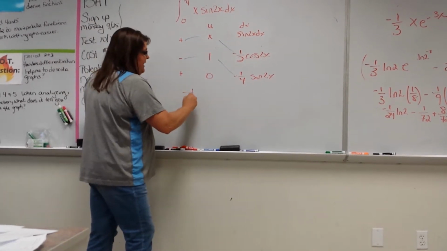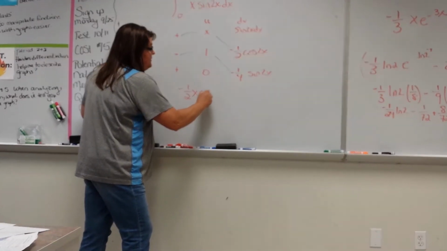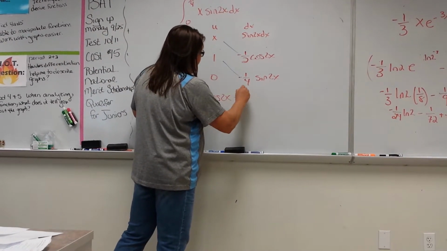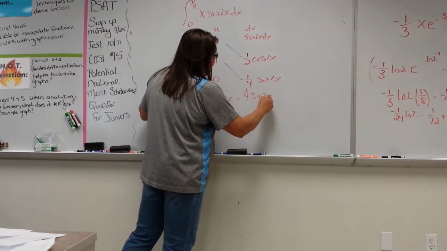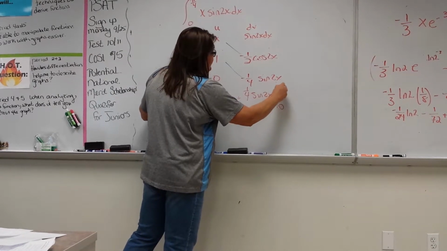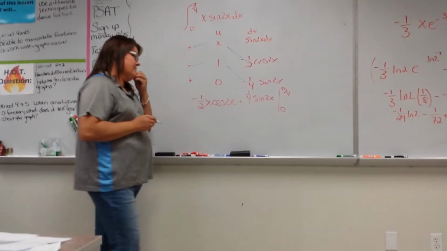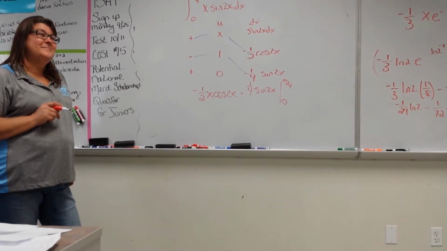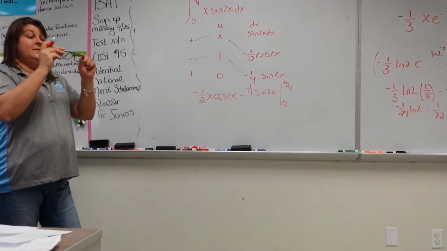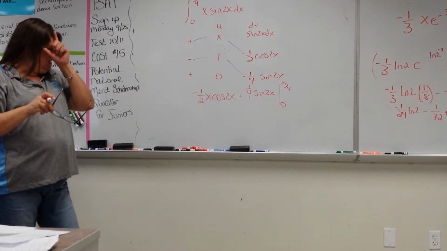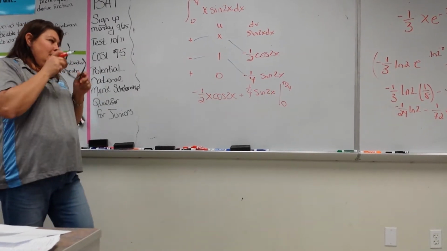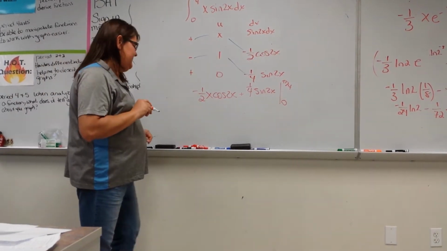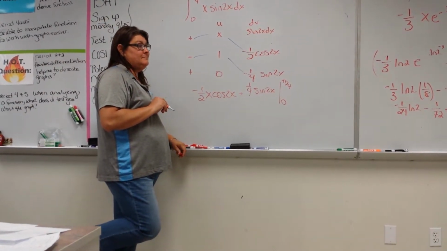So I have negative 1/2 x cosine of 2x, plus 1/4 sine of 2x, from 0 to pi over 4. Which is really nice because everything's multiplied together. So when you plug in the 0, it just all goes away. It cancels the first one because it's a 0. And then the second one, sine of 0.